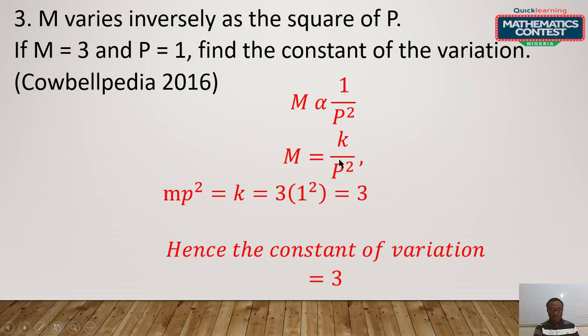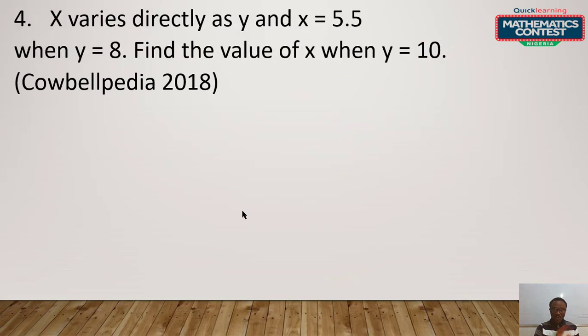Now, we're told if m is 3 and p is 1, find the constant of variation. If we want to make k the subject of the relation here, k will be equal to mp squared, that is when we cross multiply. But we're told that m is 3, so we'll put 3 here, substituting into this relationship. Then p is 1, but observe we have p squared. So 1 squared is still 1, so 3 times 1 is 3, so the constant of variation is 3. I trust you understand what we're doing so far, so let's make progress.